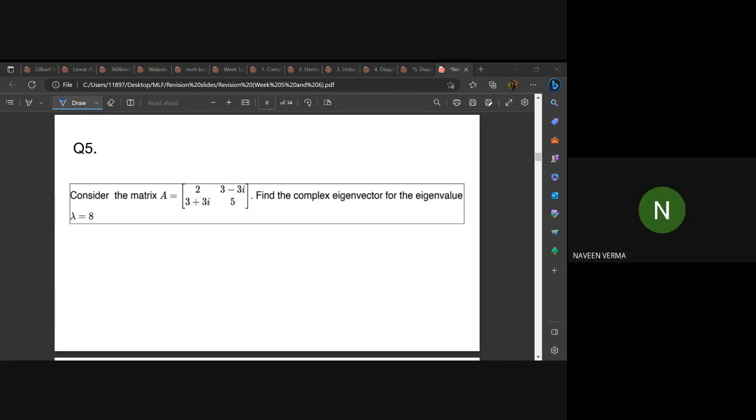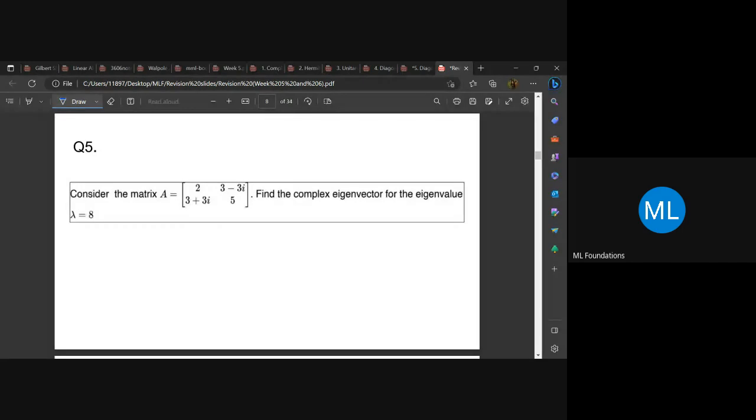I'm sorry, I didn't understand his question. He said that I said 1 minus i comma 2 will be a solution. His point was that 1 minus i by 2 comma 1 will also be a solution. Okay. Let us see the solution.